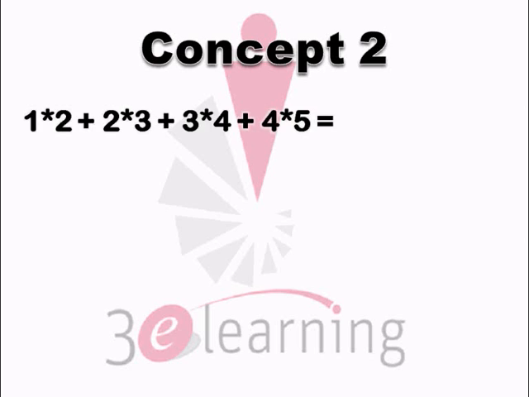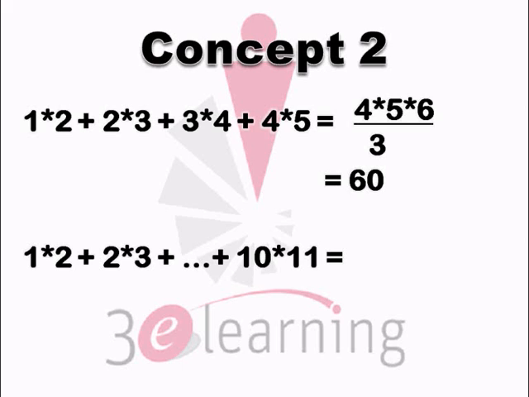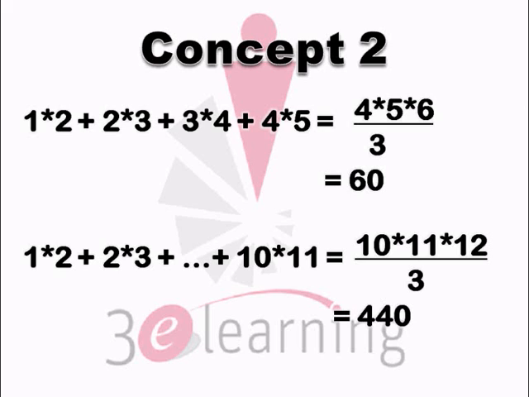Concept 2 is the product and sum concept. If we have 1 into 2, 2 into 3, 3 into 4 and 4 into 5 and we need to find the summation, then it's nothing but 4 into 5 into 6 divided by 3, which in turn becomes 60. It means the last two digits into the next digit, divided by 3. So we can say if we have 1 into 2 plus 2 into 3 till 10 into 11, then we'll have 10 into 11 into 12, the next number, divided by 3, which in turn becomes 440.